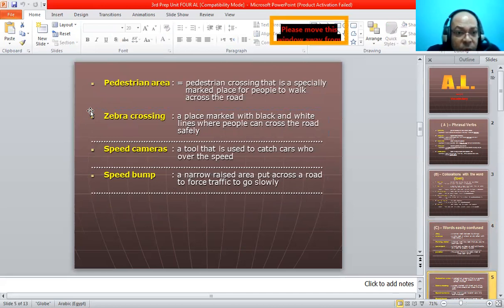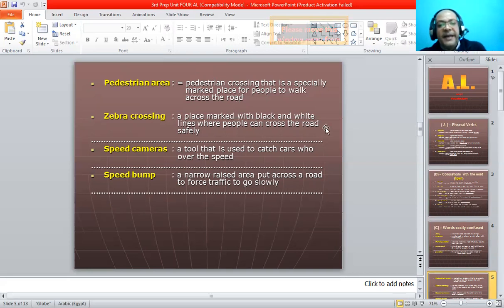Pedestrian area و zebra crossing. Let us focus on both of them. نركز عليه. Pedestrian area اللي هي pedestrian crossing that is especially marked for people to walk across the road. With zebra, a place marked with black and white lines where people can cross the road.